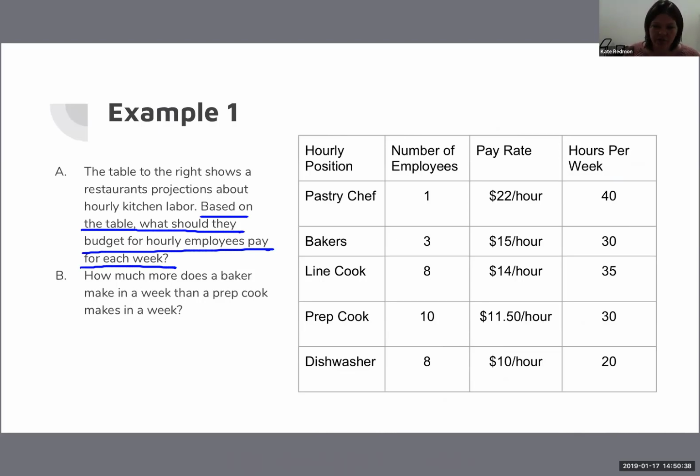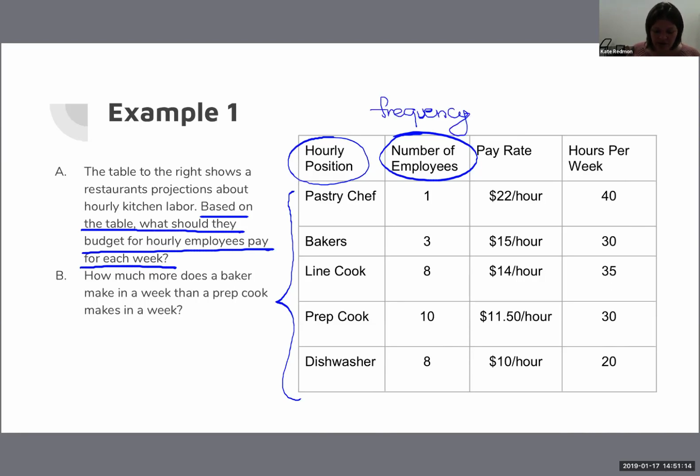So let's take a look at our graph. What do we have going on here? Let's look at the headings so we know what's going on. We have some hourly positions, and then a number of employees. A number of employees sounds like a frequency to me: how many guys are getting something? Then we also have a pay rate, how much those people are paid, and hours per week, how many hours they're working in a week. Again, that's another frequency. So there's some repetition going on in this graph. I have things happening again and again.